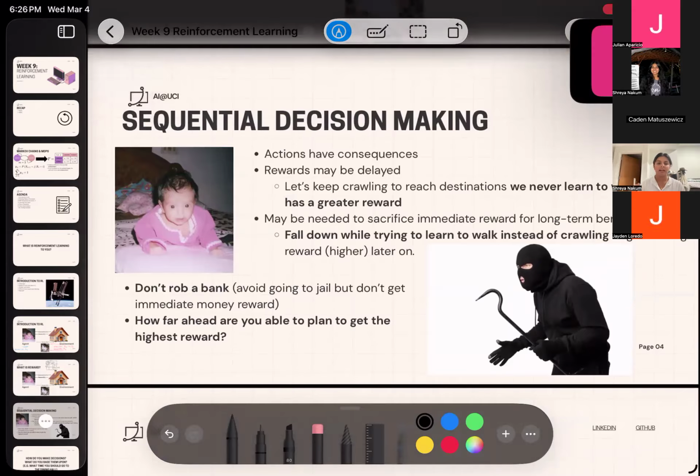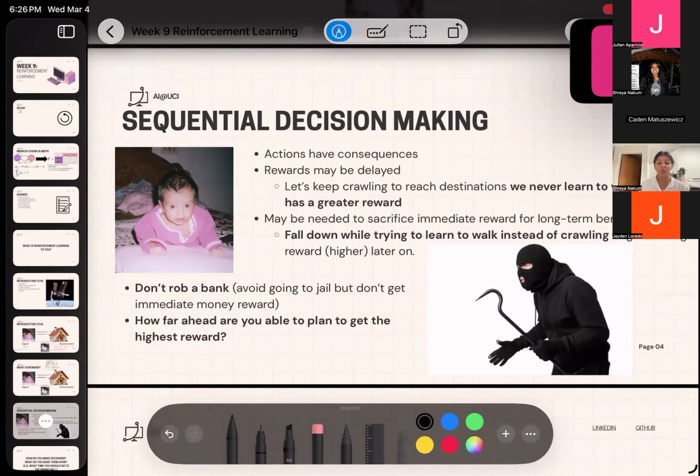So the main thing is that actions have consequences, and depending on actions you take, rewards may be delayed. For example, as a baby, we could keep crawling to reach destinations forever, and we'll always have some positive reward attached to that because we're still moving. However, we can keep taking the same exact action of continuously crawling, and if we keep doing that, we will reach our destination, but we may never learn to walk, and walking may have a greater reward.